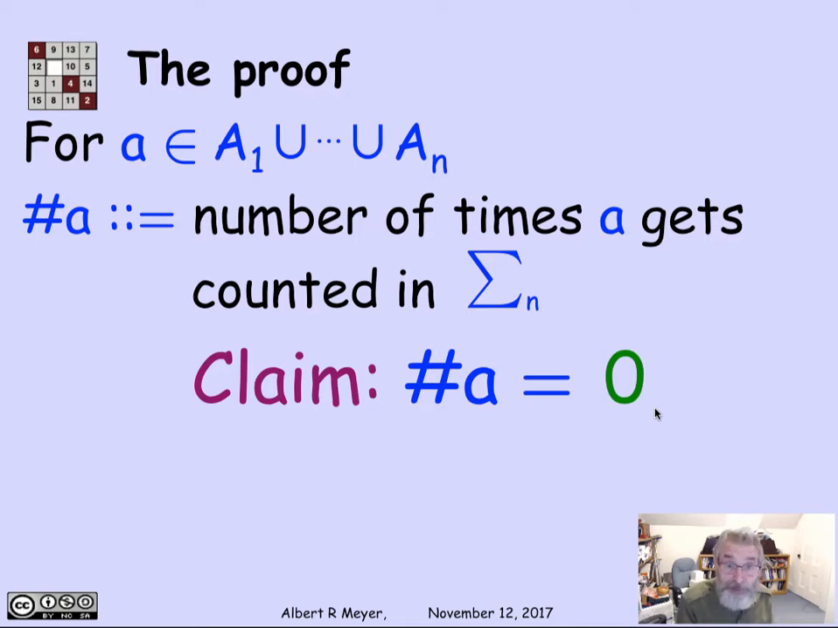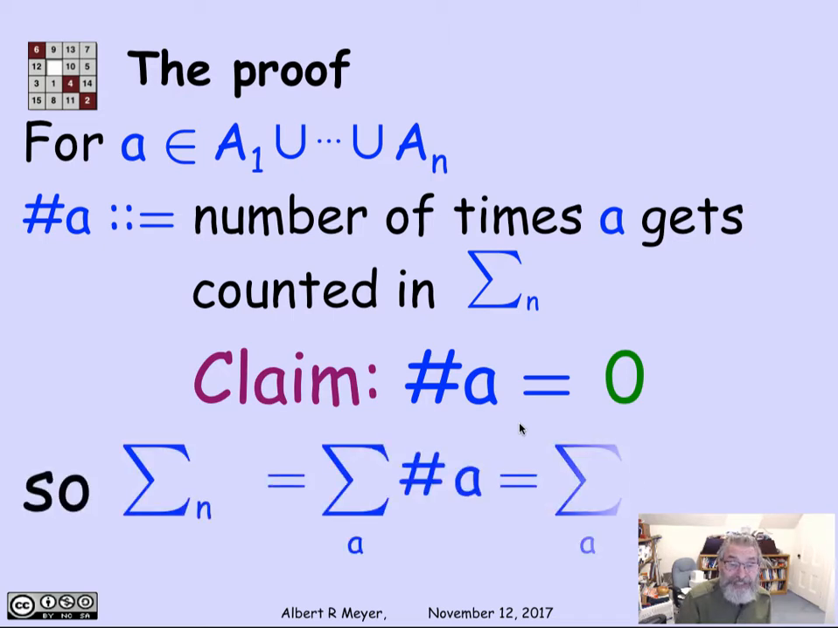We did the same thing with three sets, where we classified elements by how many times they were counted, the intersection of two of them, and how many times the intersection of all three is counted. Now we're going to formalize this. And looking ahead, number of A is going to mean, intuitively, the generalization of the argument we saw before, the number of times that A gets counted in this sum. And the claim is going to be that A is counted 0 times.